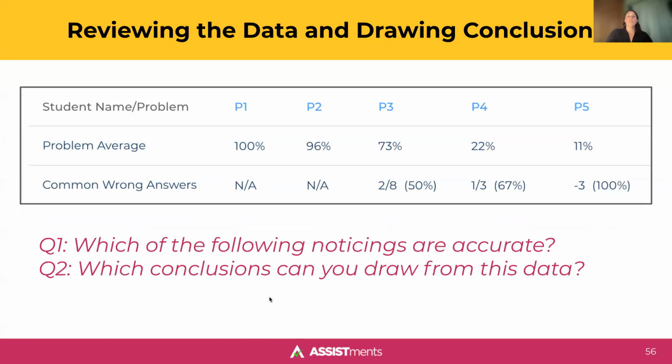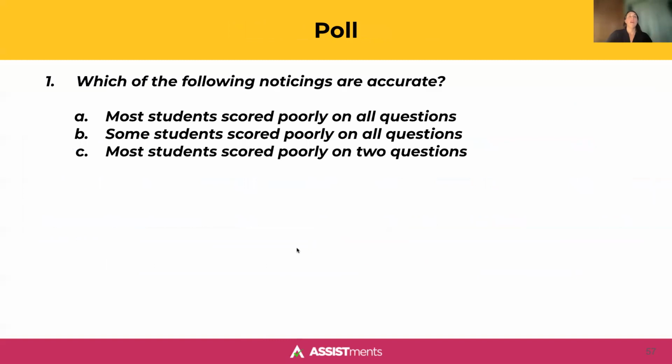All right, so I'm going to give you some choices in just a minute. I'd love to hear from you in the chat. Which of the following noticings are accurate about this data? Most students scored poorly on all questions, some students scored poorly on all questions, or most students scored poorly on 2 questions.